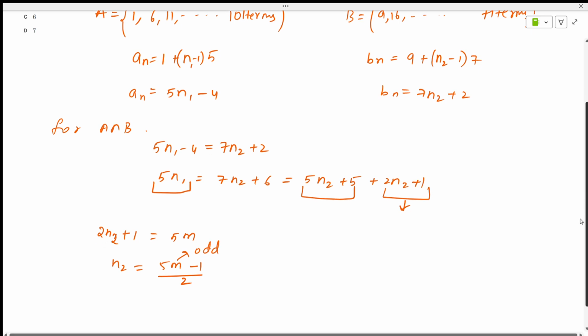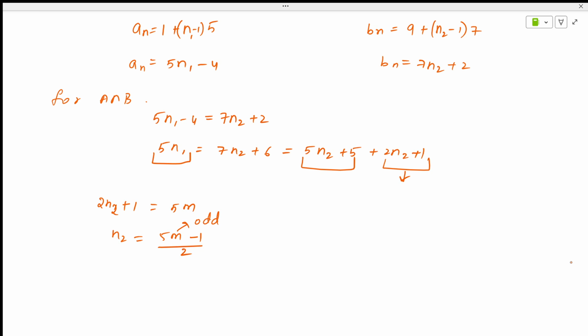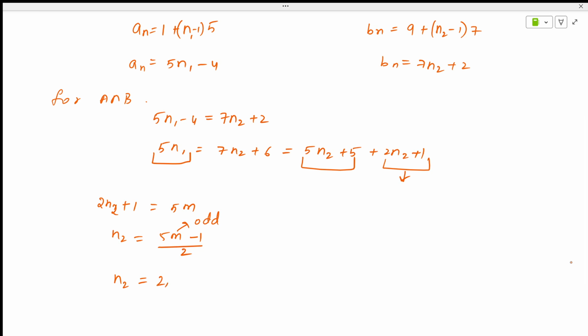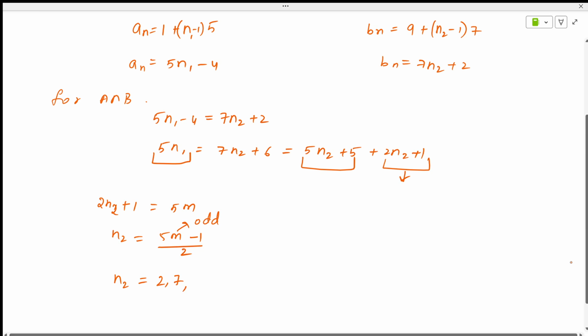And let us look at the values of n2. n2 can be, if m is equal to 1, you will get 2. If m is equal to 3, you will get 15 minus 1, 14 by 2, 7. Clearly, this becomes an AP where the common difference is 5. So you will get 12 next and so on.